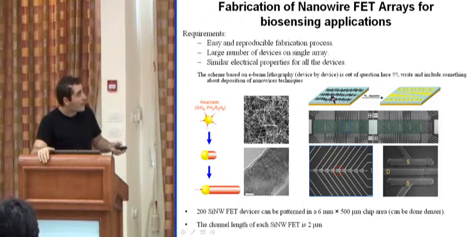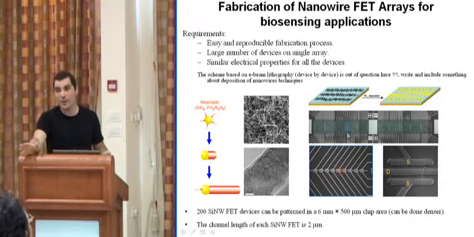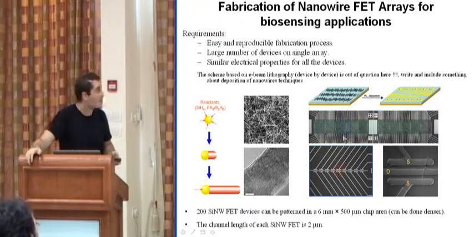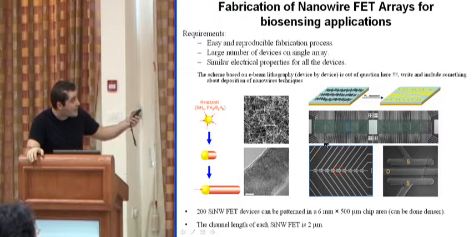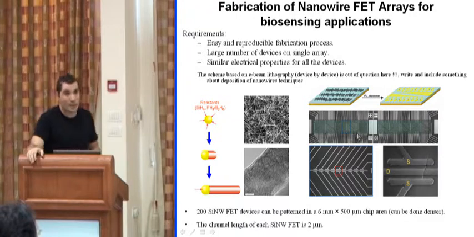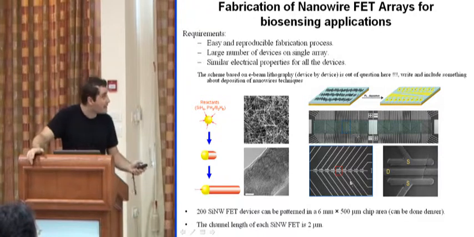So after we align the nanowires, by simply one photolithographic step, using a simple photomask, we can create in a very small area, in this case a 6 millimeter by half a millimeter channel, more than 200 electrical devices.